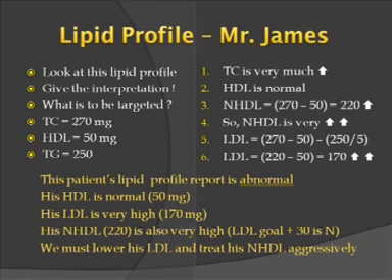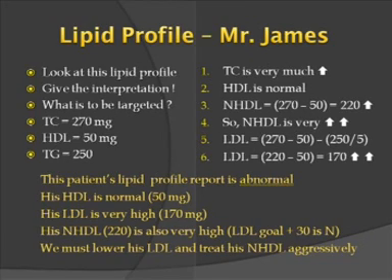Let's see Mr. James's lipid profile. What is to be targeted here? Total cholesterol 270, HDL 50, triglyceride 250. Total cholesterol is very much high. HDL is normal for a man, 50 milligrams. NHDL is equal to 270 minus 50. Total cholesterol minus HDL is equal to 220, way beyond. 130 is the normal, 220. So NHDL is very, very high.